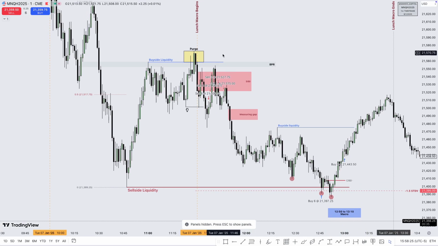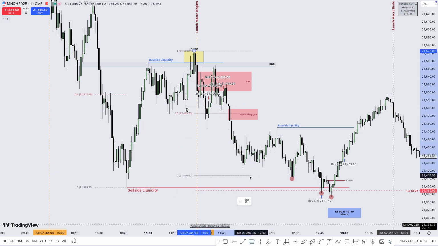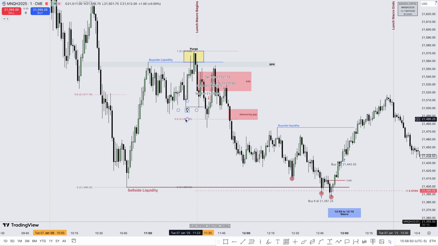And then in the middle of the price moving from the purge, the crime scene, to the implied draw on liquidity here, we saw a gap that was never filled. We call that a measuring gap because in most cases you find it in the middle. So if it's in the middle like that, we expect this to happen in price action. You see, this is the 50% of this range from that high to the low.